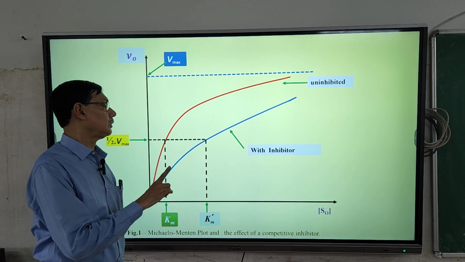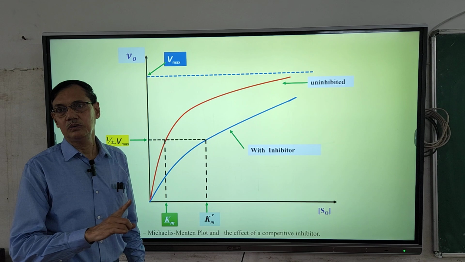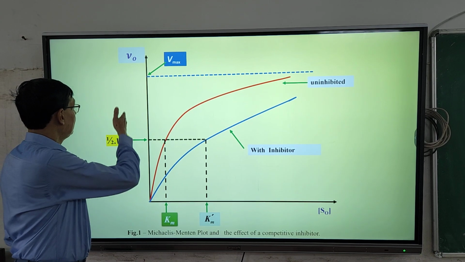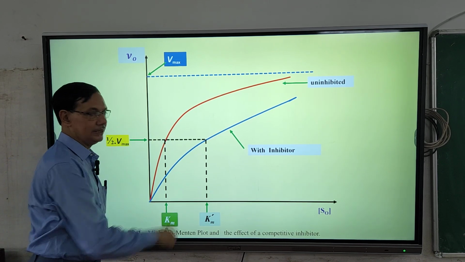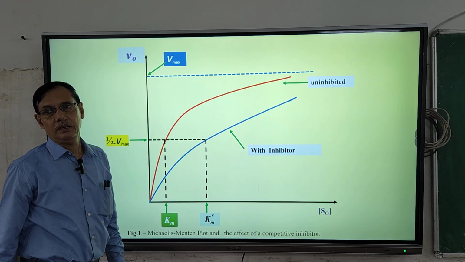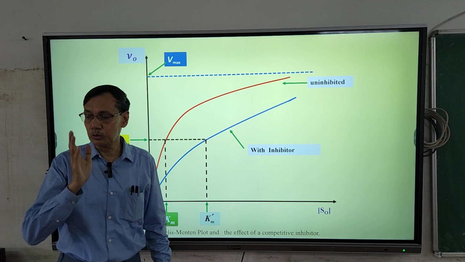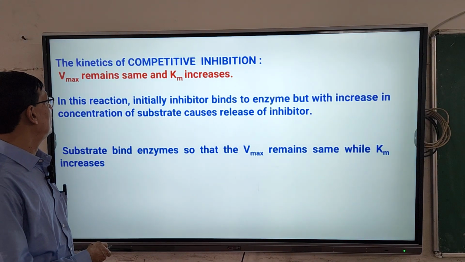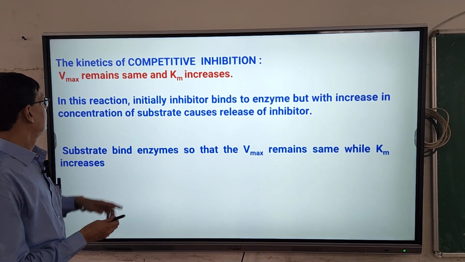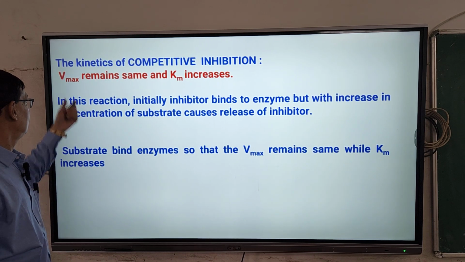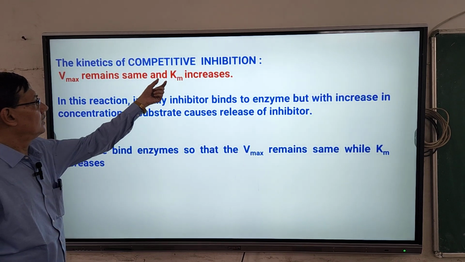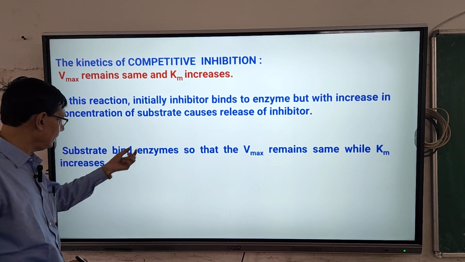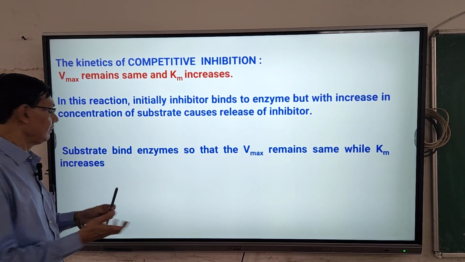For accurate determination of the Michaelis-Menten constant, we have to use the Lineweaver-Burk plot, which is 1/V0 versus 1/S0. So we get a straight line, and on the basis of the straight line you are able to predict the effect of inhibitors. After the derivation, I will explain why, if it is a competitive inhibitor, Vmax remains the same and the Michaelis-Menten constant is increased: because substrate binds the enzyme, Vmax remains the same while Km increases.